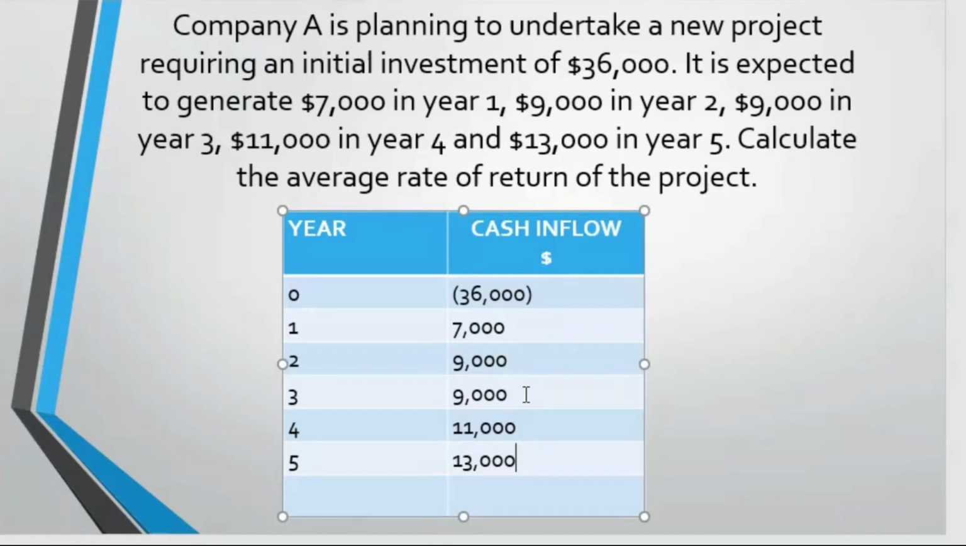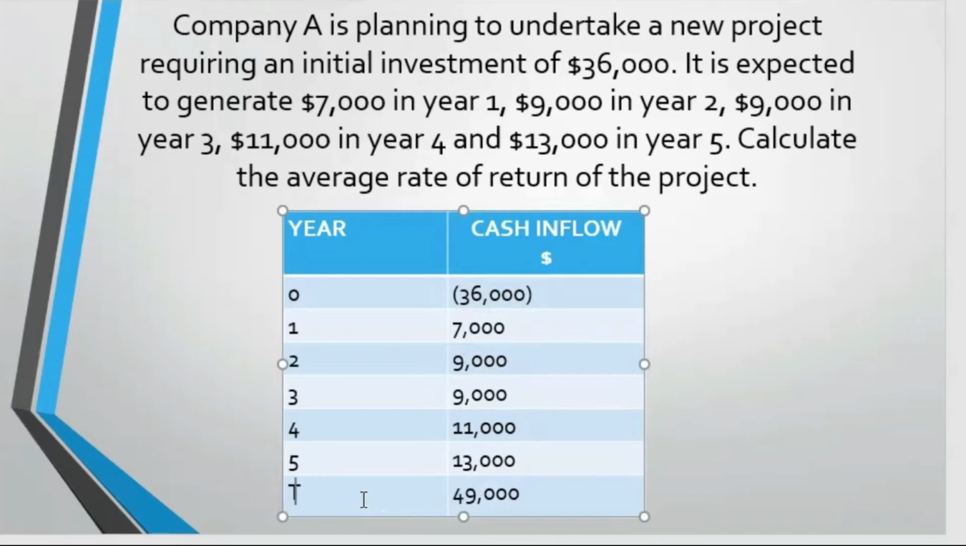The total cash inflow, of course, will start from year 1, from $7,000. You would not include the $36,000 here because it's not an inflow. It's what it actually cost the business to do the investment. And so you would add the $7,000, the $9,000, the other $9,000, the $11,000, and the $13,000, and you would get a total of $49,000. And this is the total cash inflow.